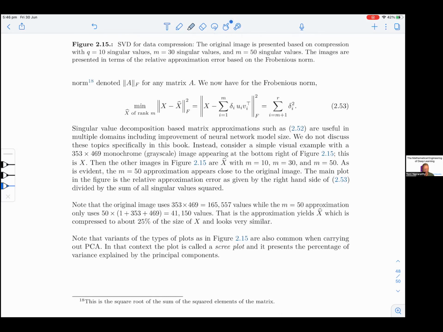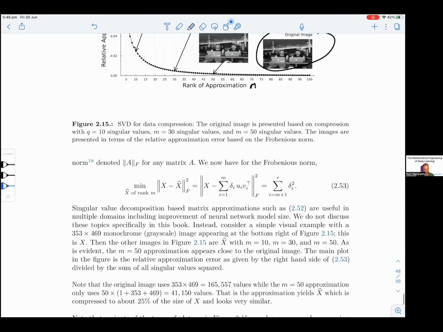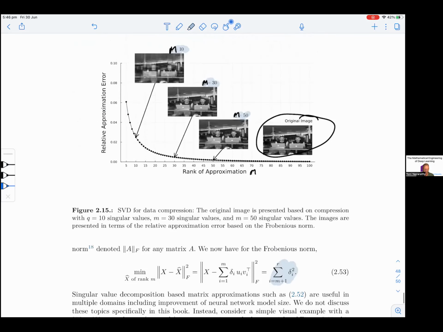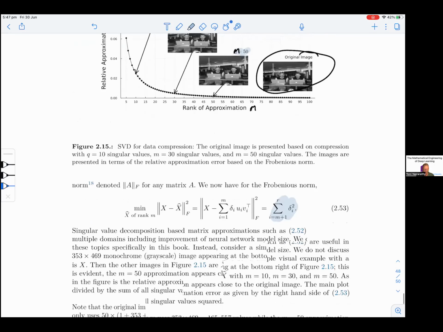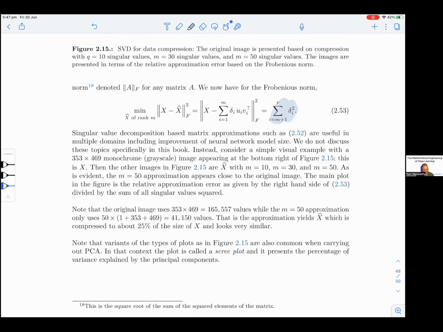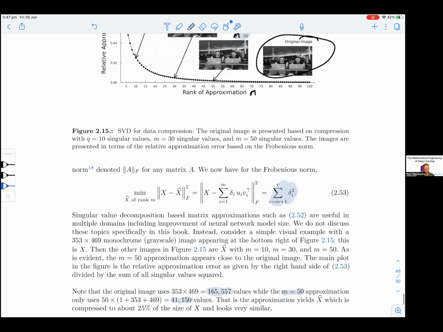The main plot in the figure is a relative approximation error as given by the right-hand side of 253. So this would be a relative approximation error, and that's what we're plotting here, divided by the sum of all singular values squared. Note that the original image uses 353 by 469, so about 165,000 values, while the rank 50 approximation uses, we can compute, only about 40,000 values. That is, the approximation yields X hat, which is compressed to about 25% of the size of X, and looks very similar.